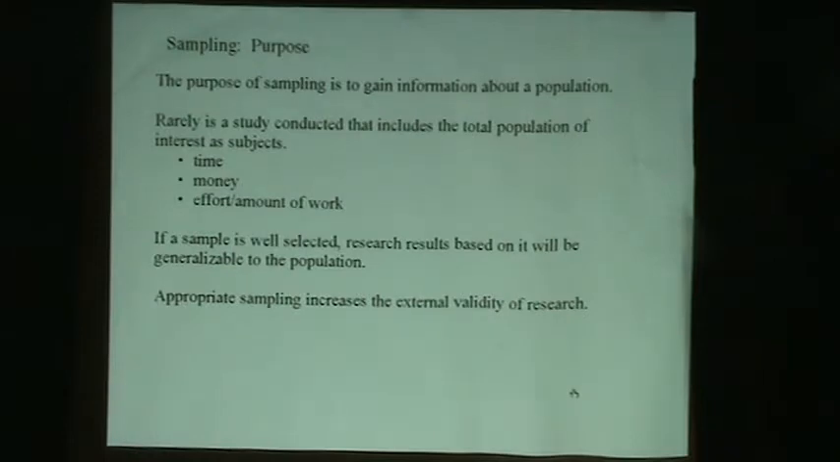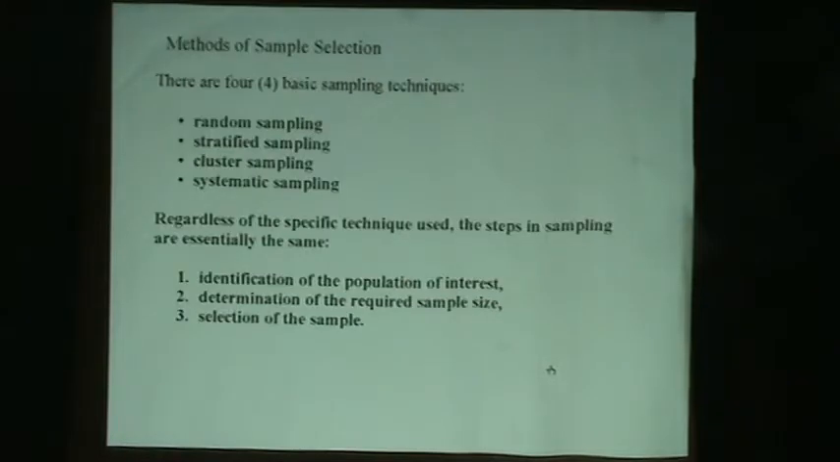So again, most of the time it is very difficult to have access to a total population of interest. Although every 10 years in the United States we do attempt to carry out a census, which is a counting of everyone in the population. But other than that, rarely do researchers have access to the total population of interest that they're interested in generalizing to, and so they use sampling.